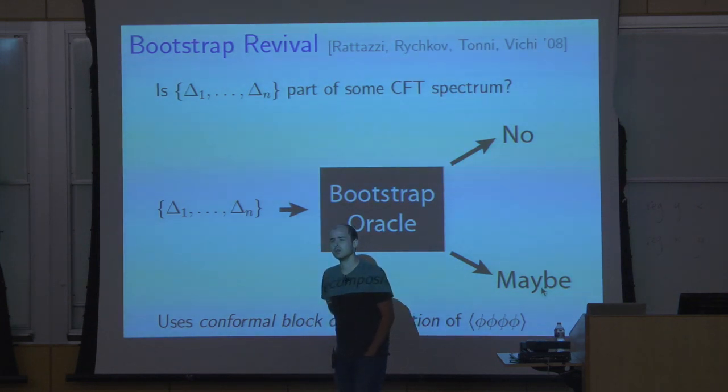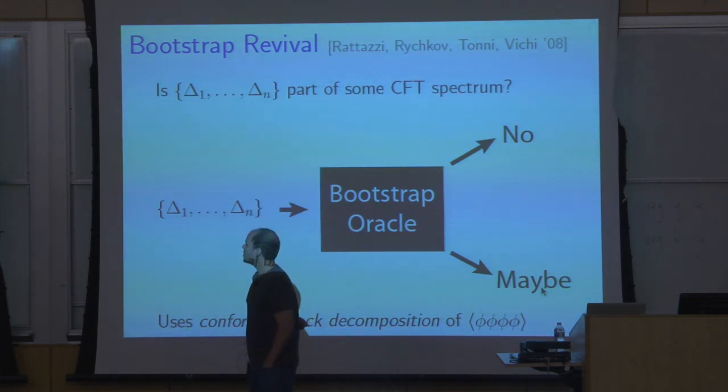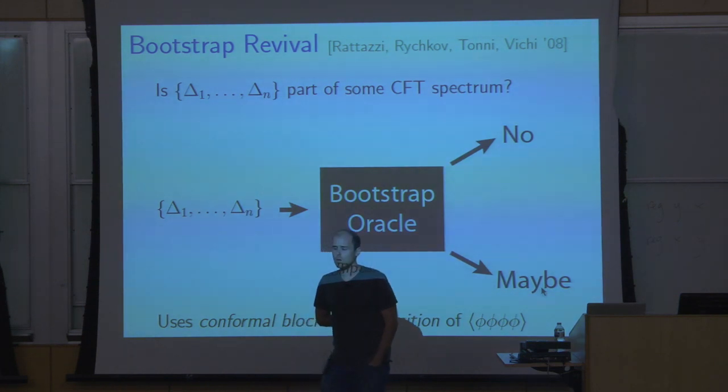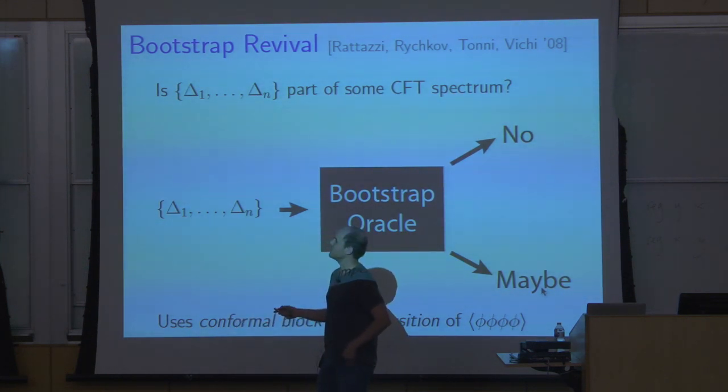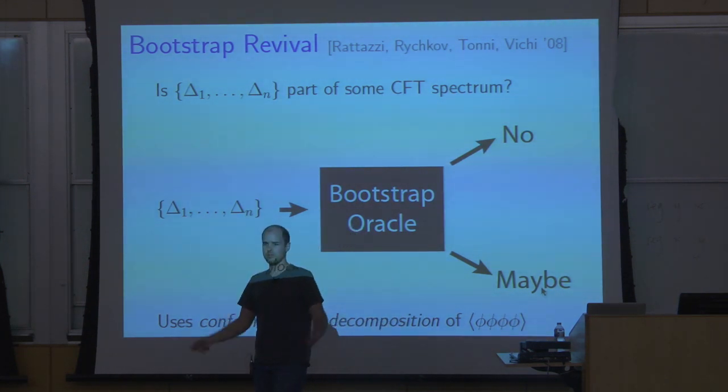Yes? Is that a partial list or a complete list? Do you have some knowledge about what primary fields or something like this in order to feed this oracle information? Right. So that's a great question. One of the important properties of the oracle is that you don't have to ask about the whole spectrum. So you can just ask, is it possible for the first operator to have dimension 2? Well, I don't know anything about any of the other operators, and the oracle will still give you the answer. So you only give finite lists to the oracle, even though the spectrum of a CFT is infinite.